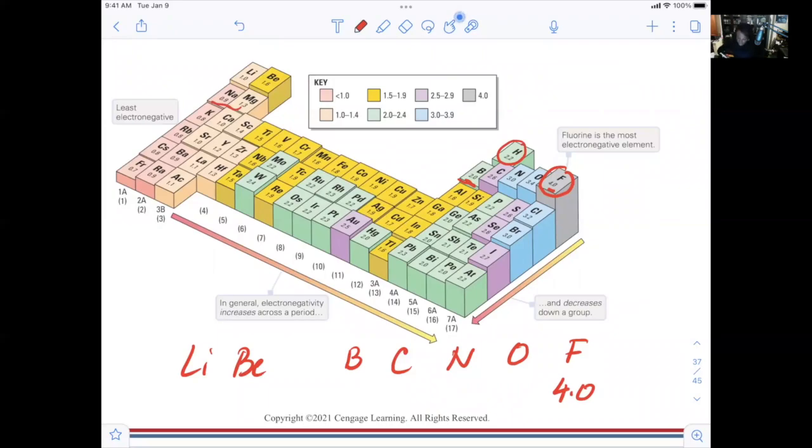From fluorine to oxygen is 3.4. So you can see the gap between these two is like 0.6. From this to nitrogen is 3.0, and the gap here is 0.4. From nitrogen to carbon is 2.6, and the gap here is 0.4. From carbon to boron is 2.0, gap is 0.6. From boron to beryllium is 1.6, and the gap here is 0.4. And then from beryllium to lithium is 1.0, and the gap is 0.6.